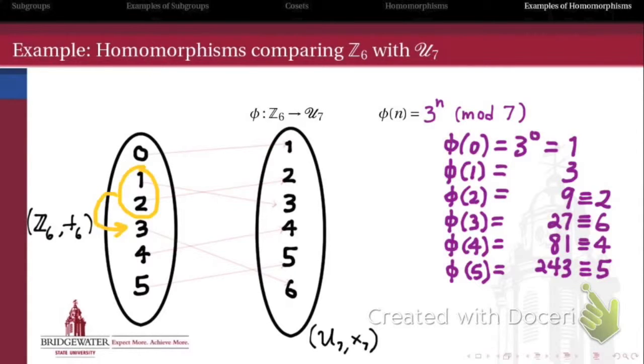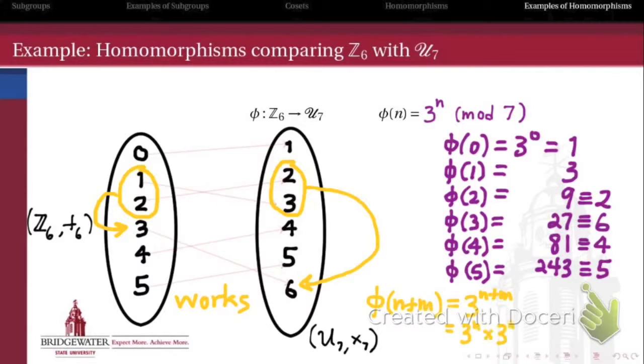Well, let's just take another example. Let's say 1 and 2. If I add them together, I get 3. Meanwhile, 1 goes to 3, and 2 goes to 2. And if I multiply 3 and 2 together, I get 6. But this time, 6 is actually the image of the sum of 1 and 2 in the original group. So it works out. Phi of 1 plus 2 is equal to phi of 1 times phi of 2. And in fact, it also works in general. Phi of n plus m is indeed equal to phi of n times phi of m. So this is a homomorphism from Z6 to U7.